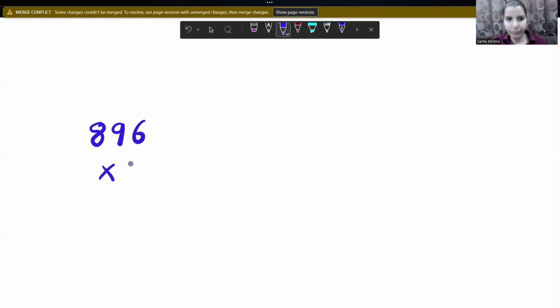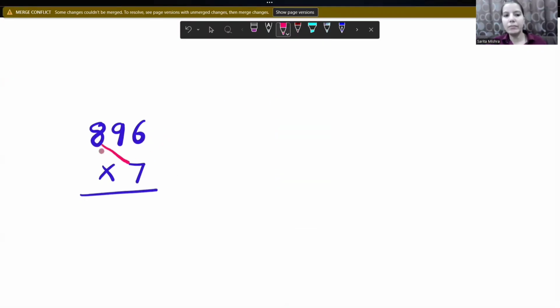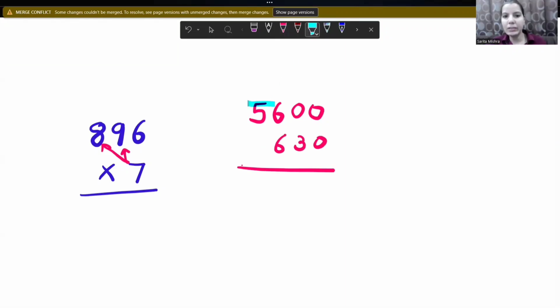896 times 7. So here in mind, we will just do 8 times 7 first. That is 56. And you know that it's 800. So it is 5,600. Then we will do 7 times 9 or 9 times 7. That is 630. Here you just need to do 5,600 plus 600 first. So that would give you 6,200. Then you just add this 30. So 6,230 will be your answer.